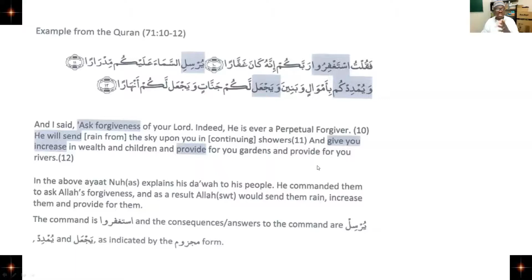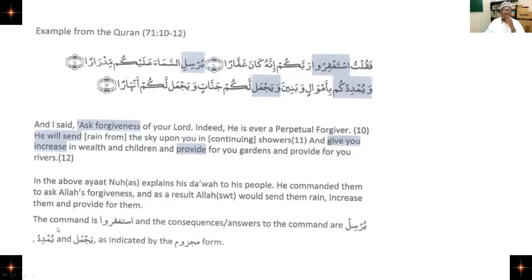So we have fi'l al-shart and jawab al-shart when there is a conditional tool or harf. Else, fi'l al-amr can also cause a conditional tone of a statement. In the above ayat, Nuh alayhi salam explains his da'wah to his people. He commanded them to ask Allah's forgiveness, and as a result, Allah subhanahu wa ta'ala will send them rain, increase them, and provide for them.